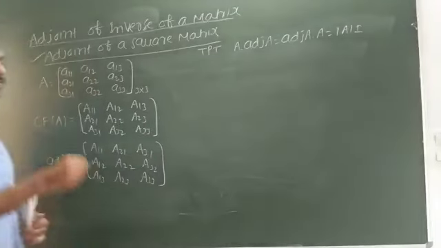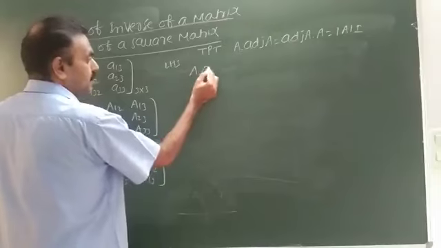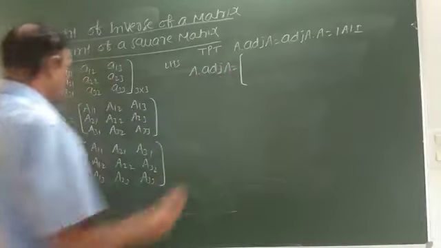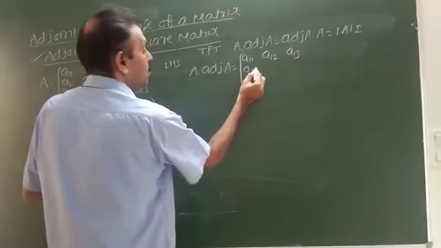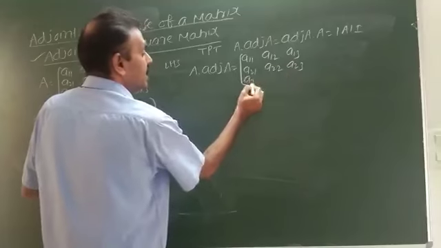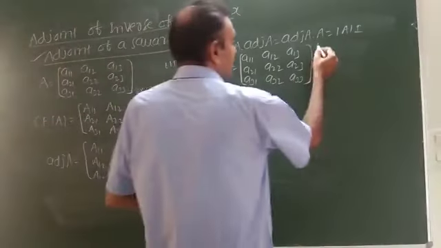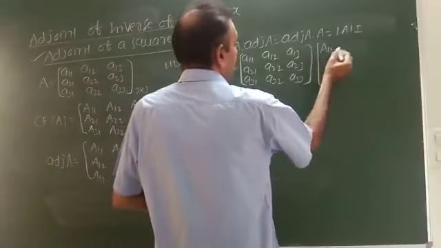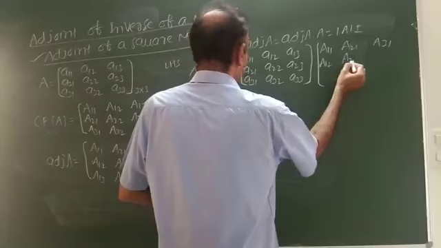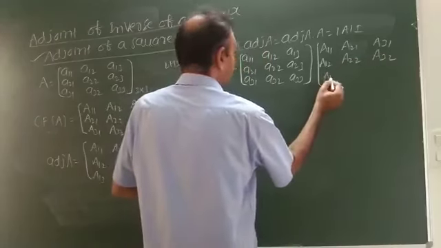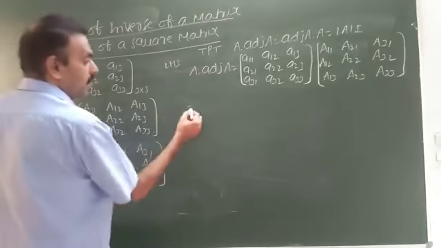What we have to prove? We have to prove that A into adjoint A is equal to adjoint A into A is equal to determinant A into I. I take up LHS, A into adjoint of A. What is A now? A is A11, A12, A13, A21, A22, A23, A31, A32, A33. Adjoint of the matrix A will be A11, A21, A31, A12, A22, A32, then A13, A23 and A33. This is what the adjoint is.